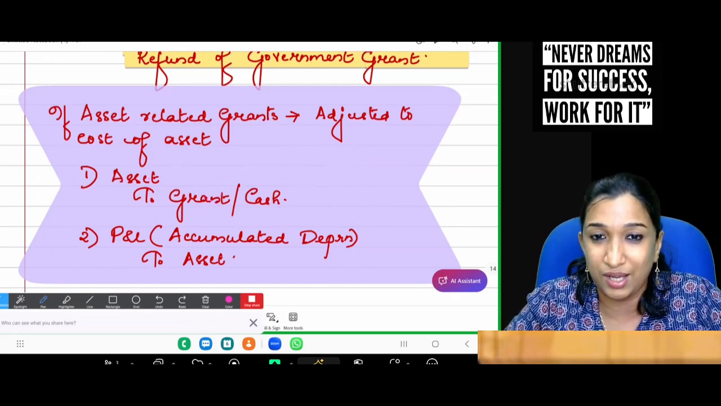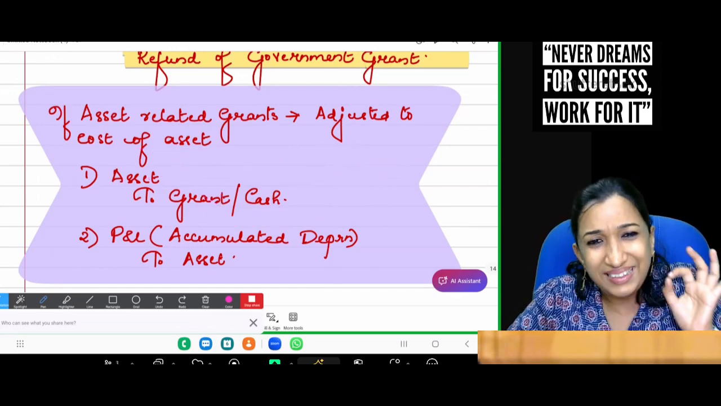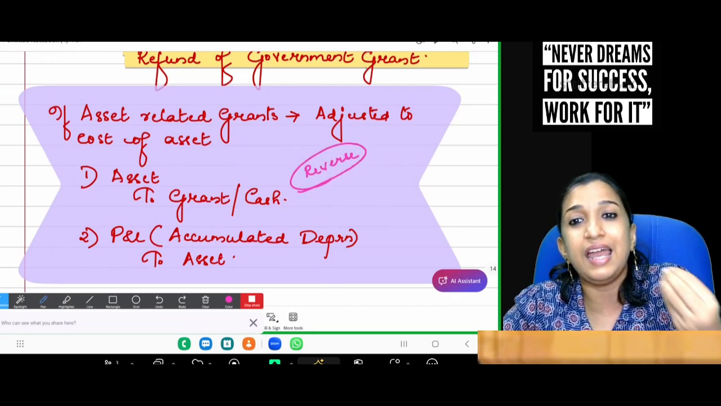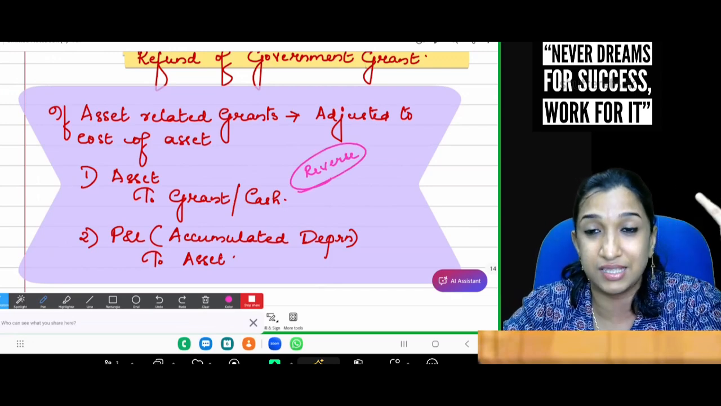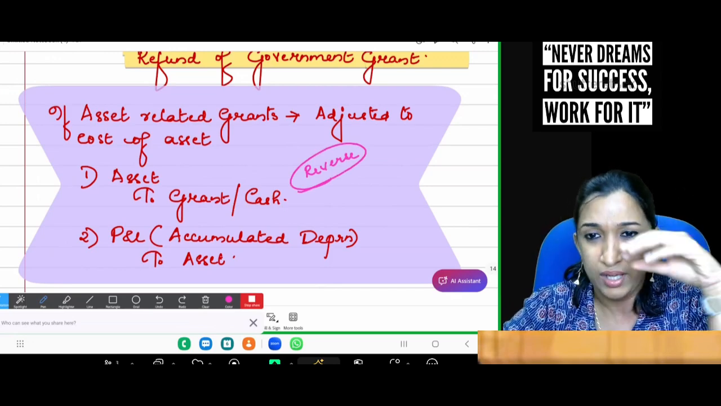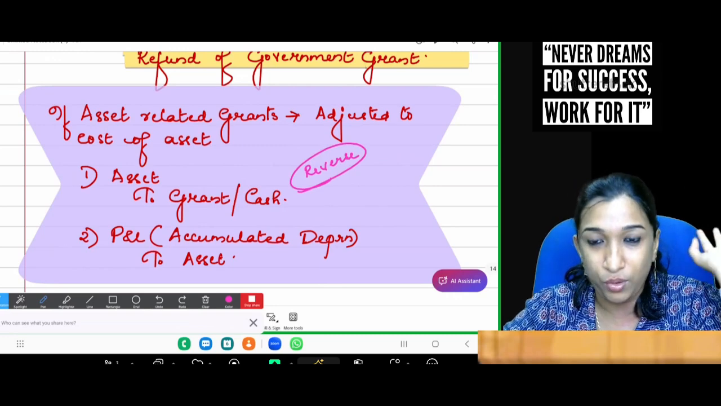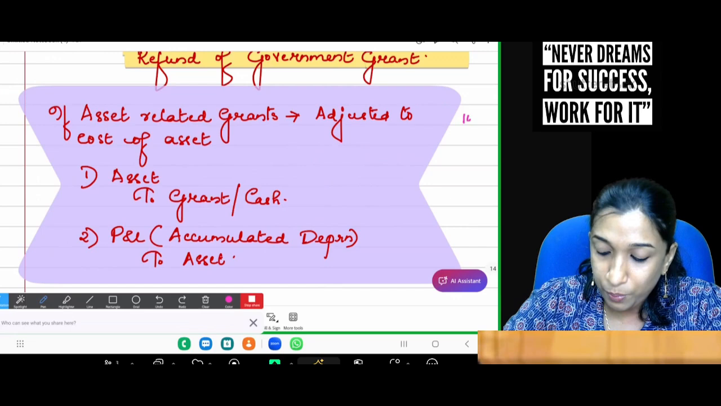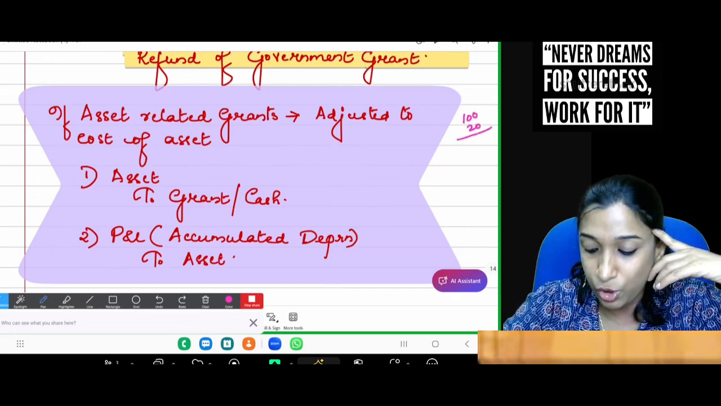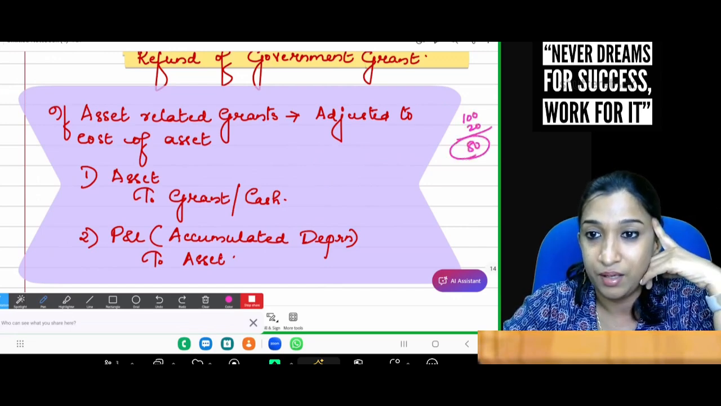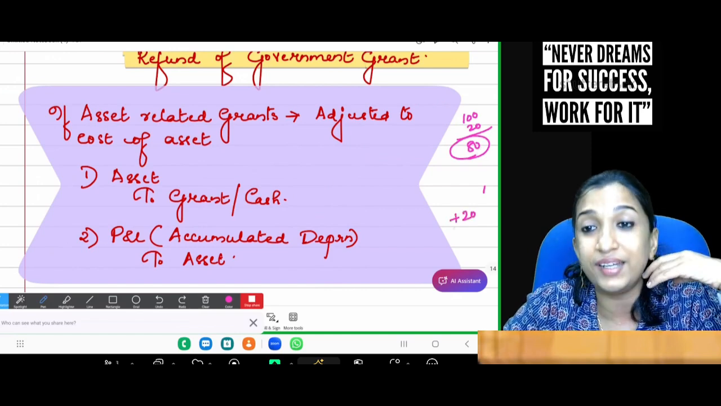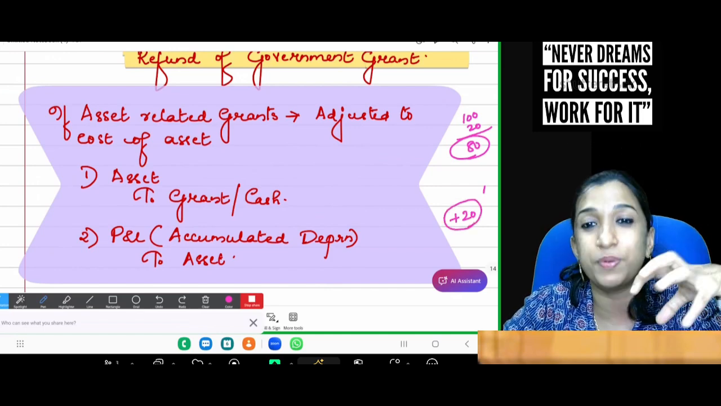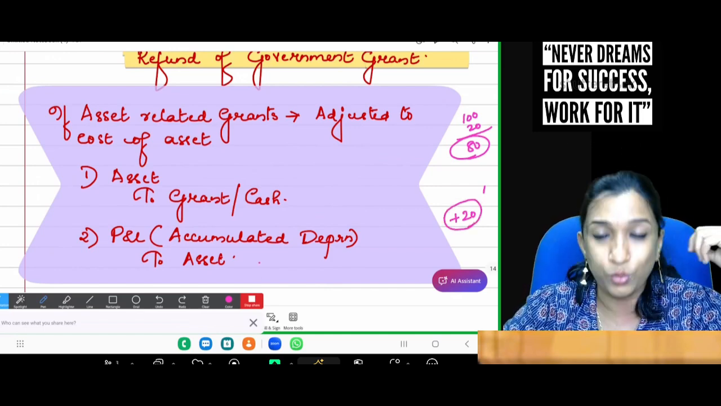Let's see the question now and find out what the accounting is. Time being, reverse. If the grant was received 2 years ago, then 100 rupees asset, 20 rupees grant received, you have depreciated only 80. After 2 years, you add 20 to the value of the asset when it was refunded, right? So on 20, you need to charge depreciation for 2 years. So P and L to asset.